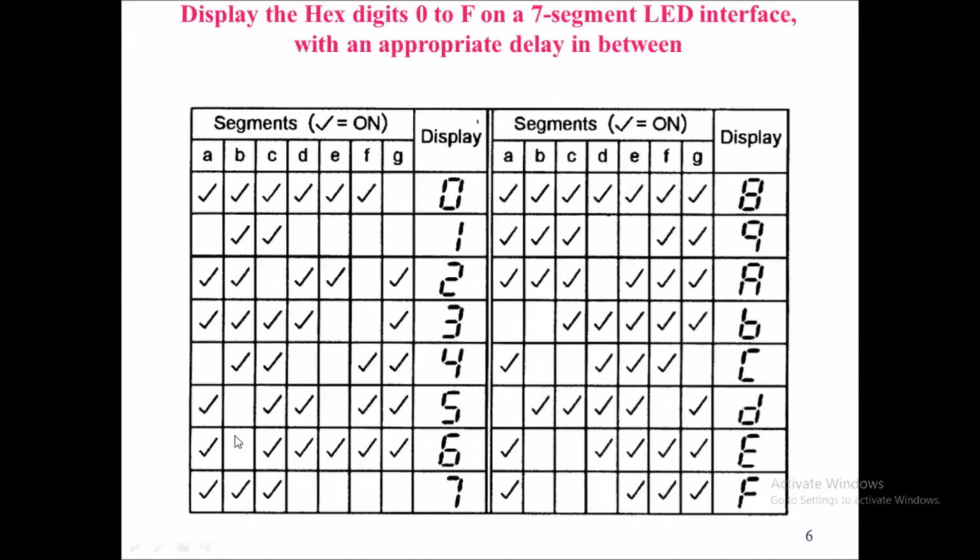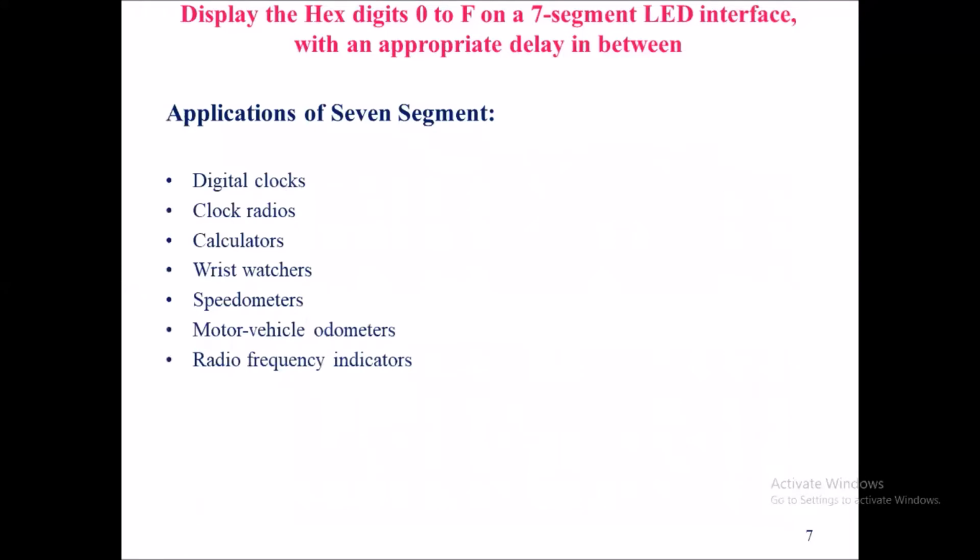So this is how the segments should be selected to display the alphanumeric characters ranging from 0 to F. And one thing you need to keep in mind is that we cannot display uppercase B and uppercase D. So we can display the lowercase b and d on the 7 segment display. So this is how we need to select the segments to display the characters. So this is all about the 7 segment display.